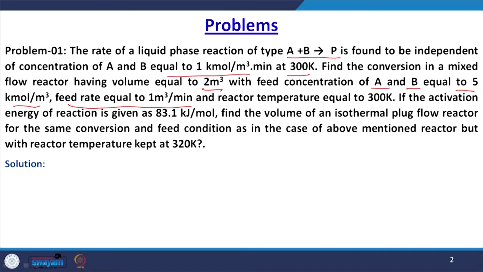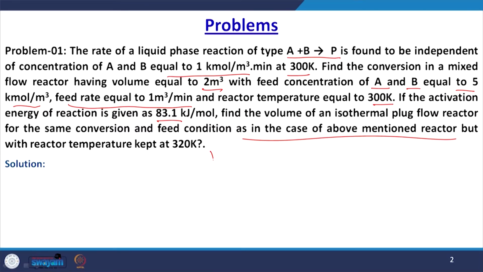The reactor temperature is 300 Kelvin, and the activation energy of the reaction is given as 83.1 kilojoule per mole. Again, you need to find the volume of an isothermal plug flow reactor for the same conversion and the same feed conditions as in the above mentioned reactor, but with the reactor temperature maintained at 320 Kelvin. So let us try to attempt this particular problem.